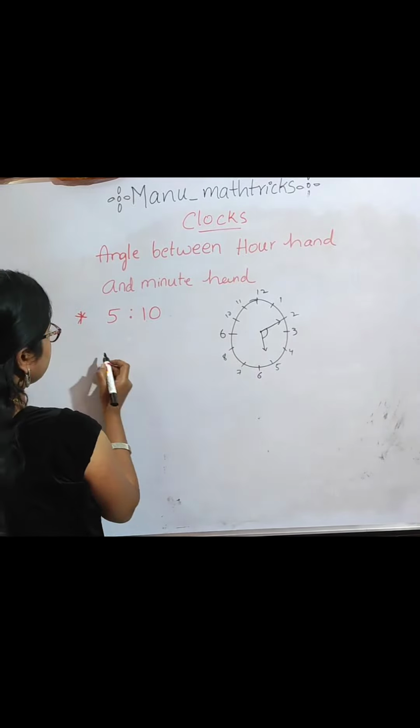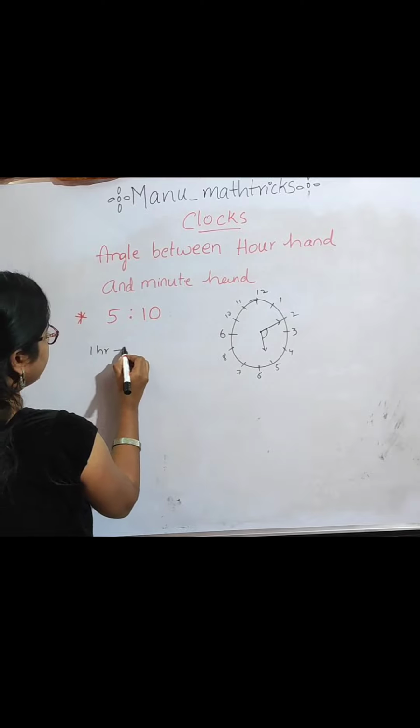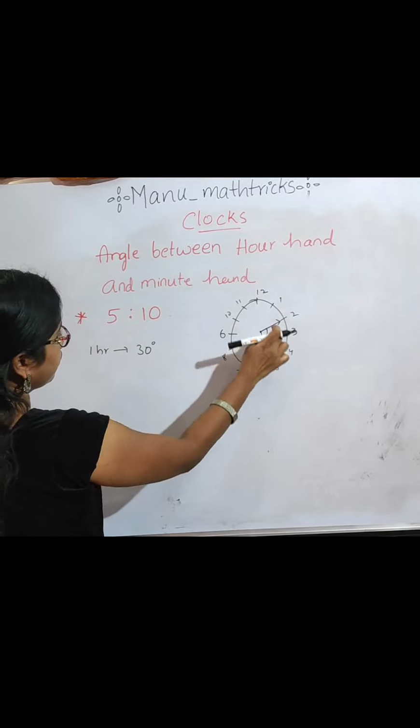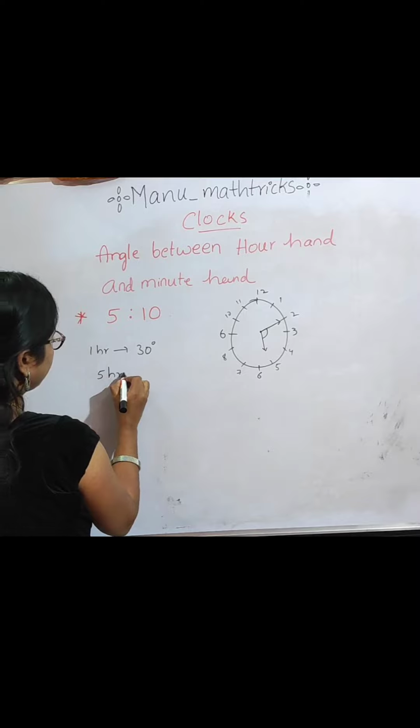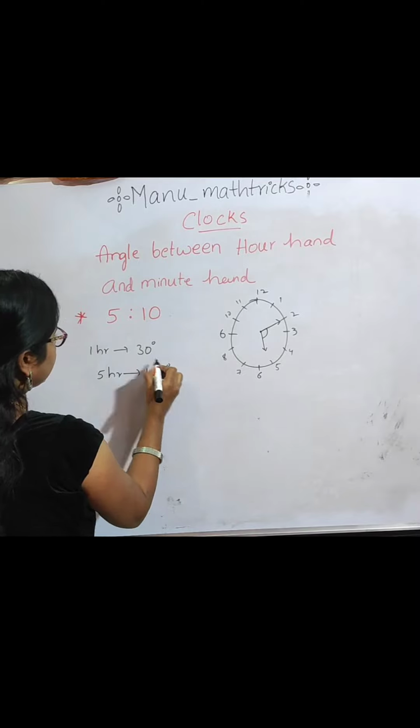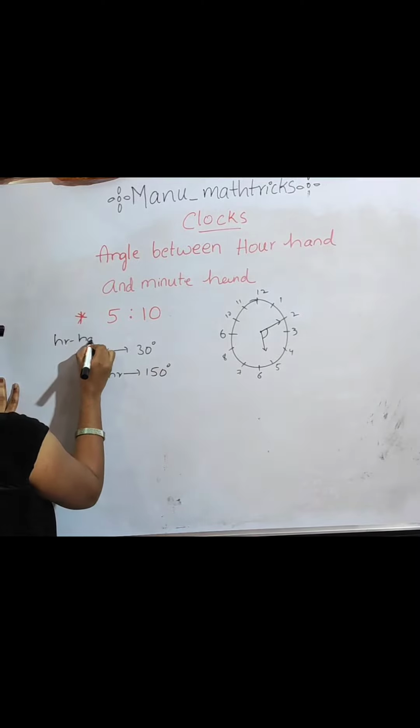Now consider the hour hand. For 1 hour the hour hand moves 30 degrees. Now for 5 hours the hour hand moves 5 into 30, that is 150 degrees. This is the hour hand movement.